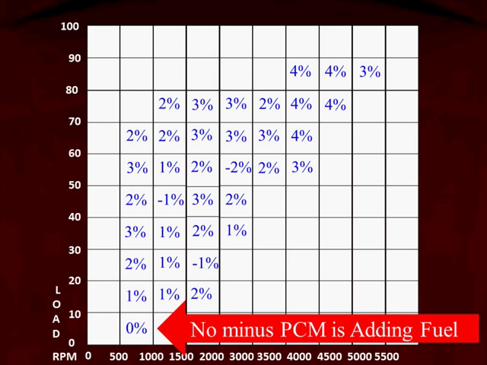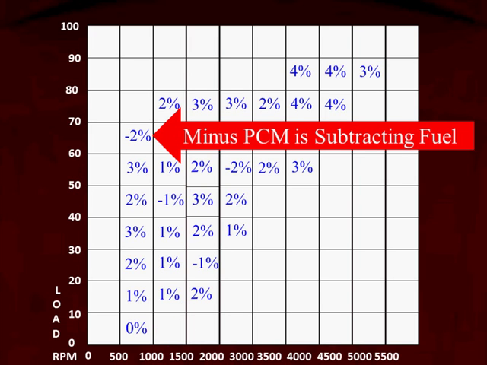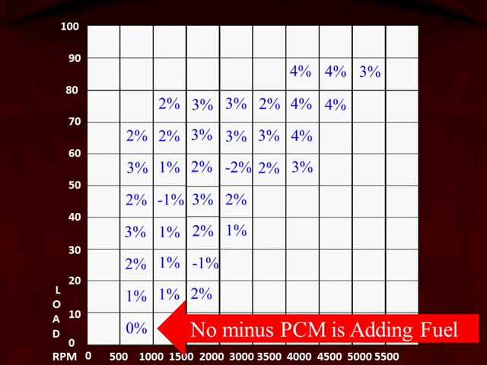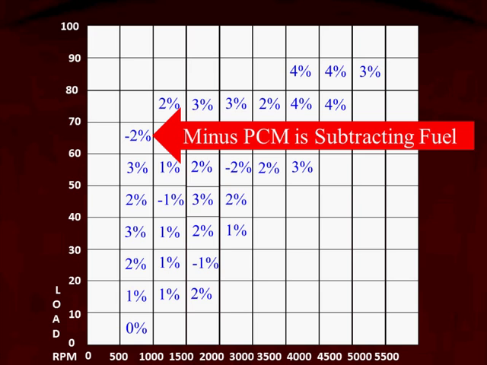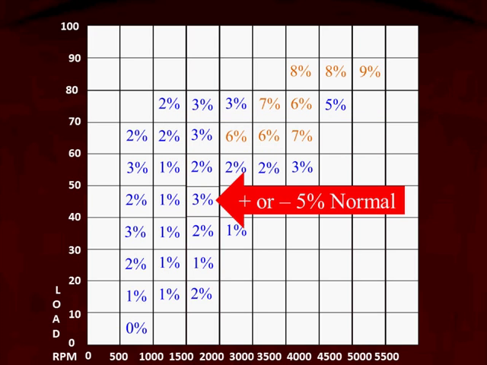There's no minus sign in this 0, so that means the computer is adding fuel. It's actually adding 0 in that case. Up here, it's a minus sign, so the computer is subtracting fuel. When there's no minus sign, it is understood to be addition, adding fuel. If there's a minus sign, then it's subtracting fuel.